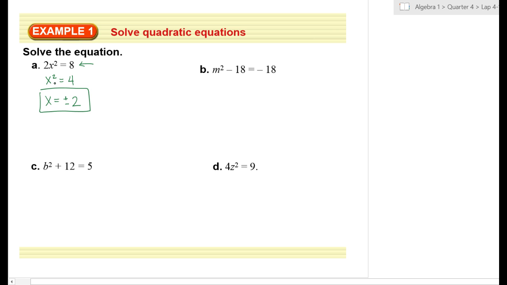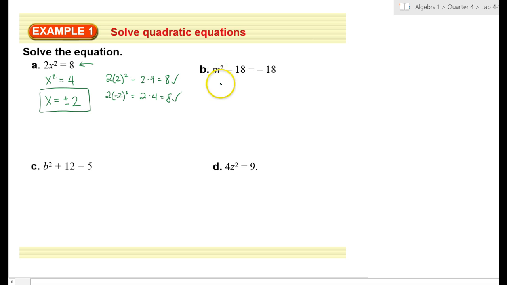If you forget that, you will lose points. Positive version and the negative. It's because I can plug in a positive 2 here and get 2 times 4 equals 8 still. And I can plug in the negative 2 version and still get 2 times 4, which is 8. So don't forget the plus and minus.